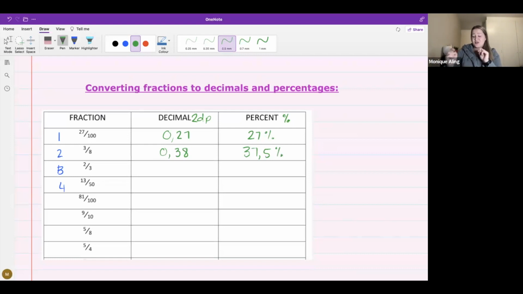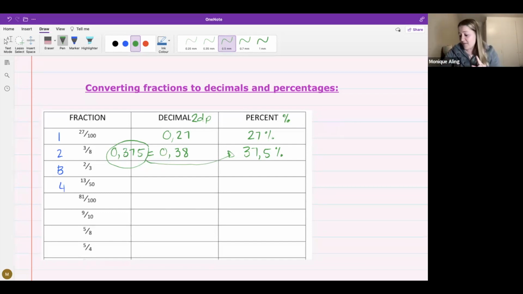Nice. So guys, just quickly with this one, you would have got an answer of 0.375 for the decimal. But remember, we round to 2 decimal places, so that's why it's 0.38. However, we don't take this rounded off answer and convert to a percentage. We take our actual answer times by 100, which gives us our percentage of 37.5%. So we don't round off until our final answer.